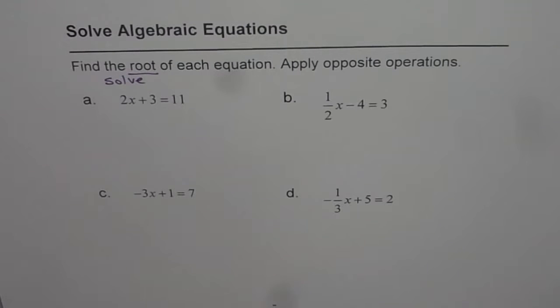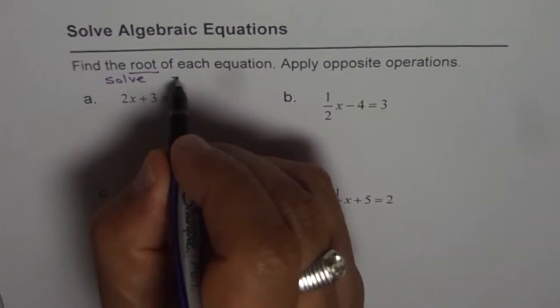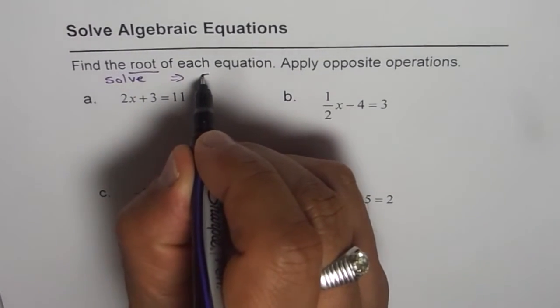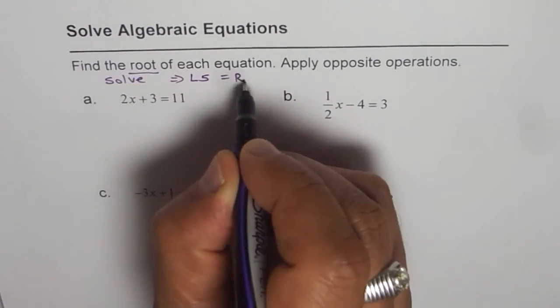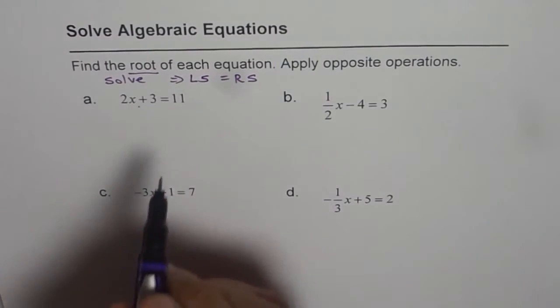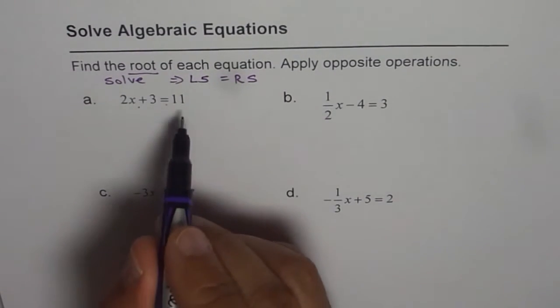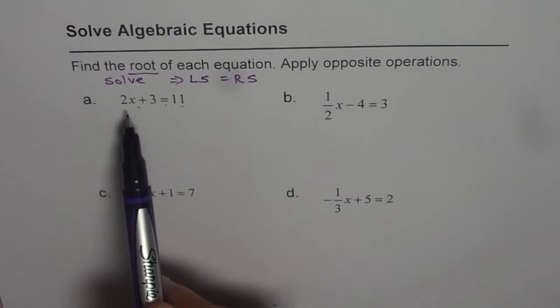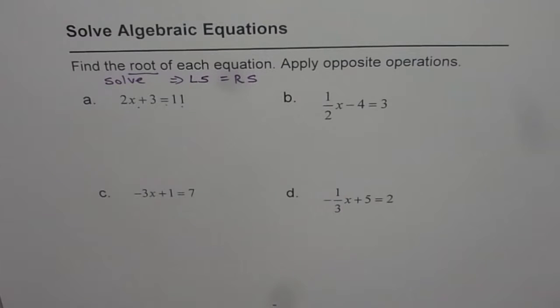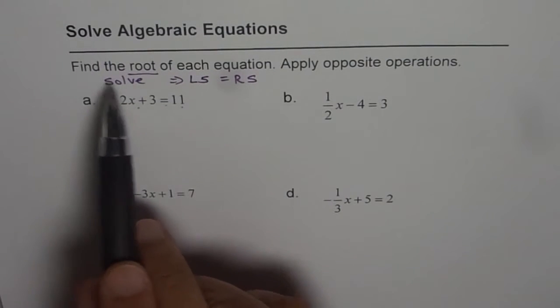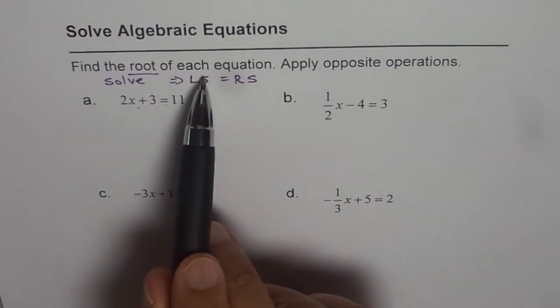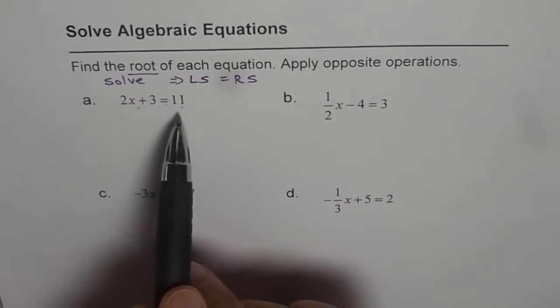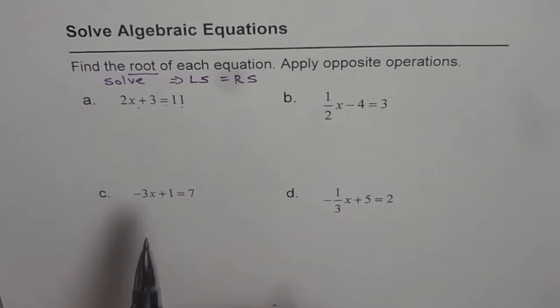And what does that mean? Finding the solution really means to make the left side equal to the right side. This is the left side of the equation, this is the equal to sign, and that's the right side. So we have to find the value of the variable, which is x here, so that the left side becomes equal to the right side. That is the first half of the question: find the root of each equation. It really means solve each equation, make the left side equal to the right side.